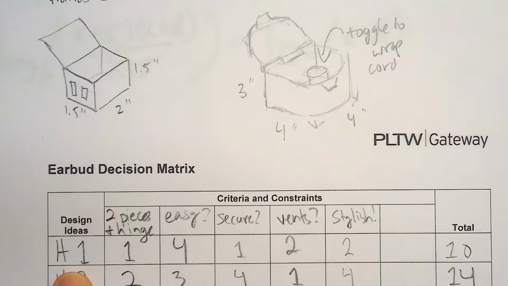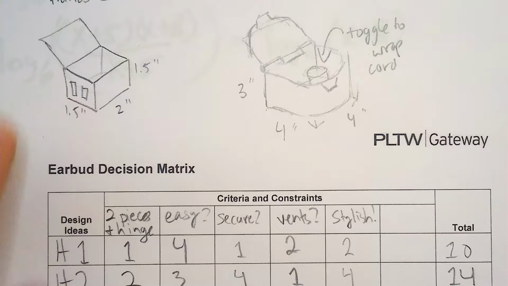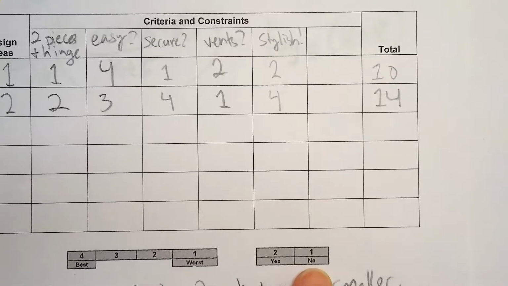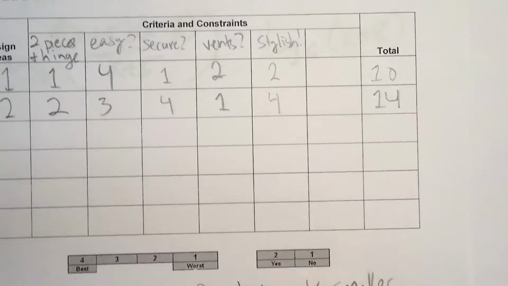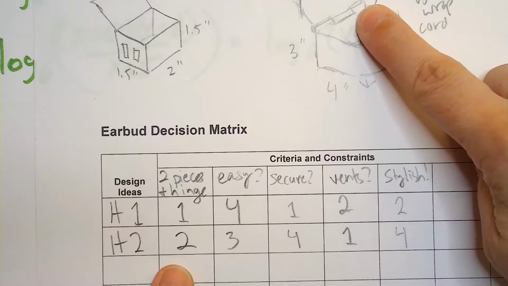I'm writing my first design. It looks like it's one piece the way it's drawn, honestly. So I only gave that a 1. I figure two parts with a hinge, it's either it is or it isn't. There's a little key at the bottom. If it's a yes or no question, it's 1 or a 2. 1 for no, 2 for yes. So that guy I gave a 1. This one, since I had a hinge, I gave it 2 points.